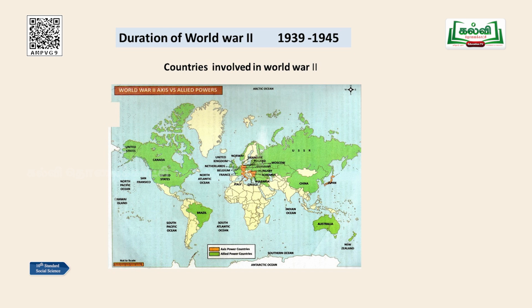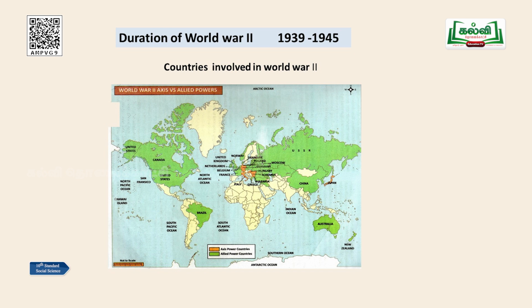Here you can see the countries in green color. Those countries are known as Allies. The countries are United Kingdom, France, Belgium, USA, China, and USSR. They played a vital role. USSR is given in the book. What is the full form of USSR? Union of Soviet Socialist Republics. But you must know, children, now there is no USSR, it's Russia now.